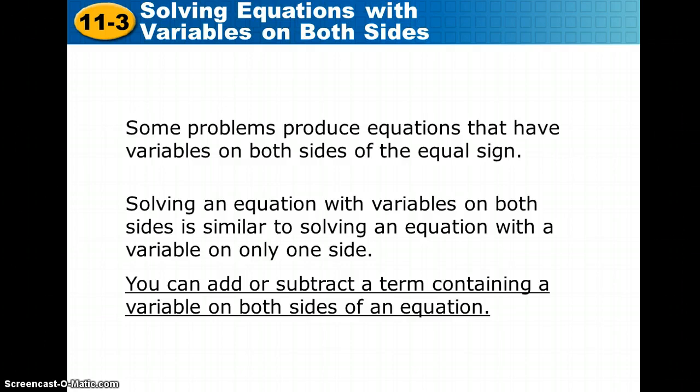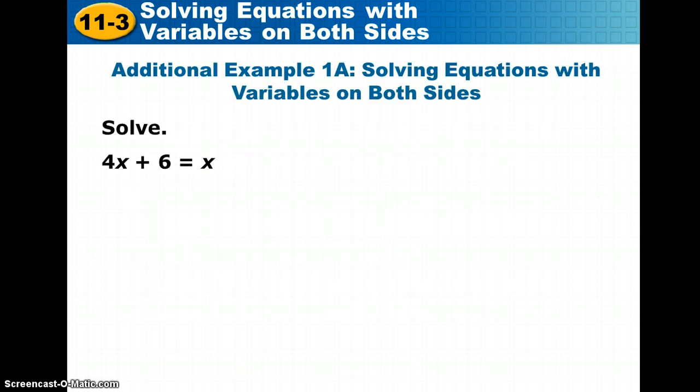Solving an equation with variables on both sides is similar to solving an equation with a variable only on one side. Our mission is still the same, to get all the variables on one side, all the other stuff on the other, so that we can isolate the variable. And the rules are the same. You can add or subtract a term containing a variable as long as you do it on both sides of the equation to keep it balanced. So let's look at an easy example.